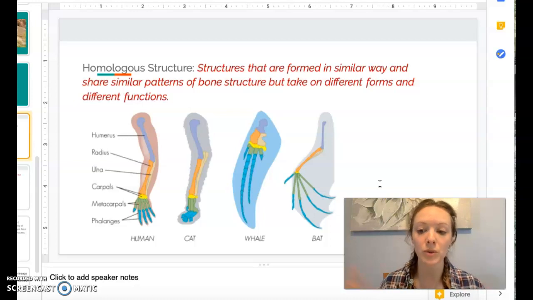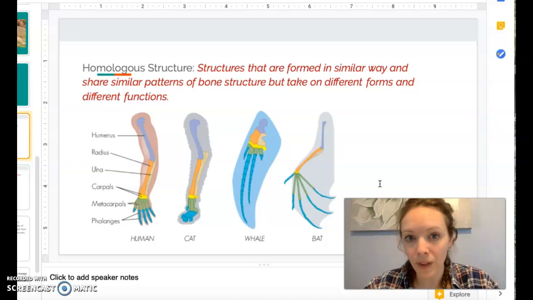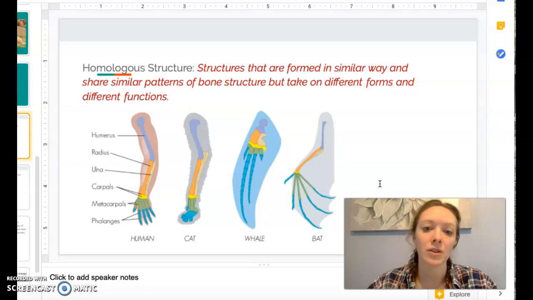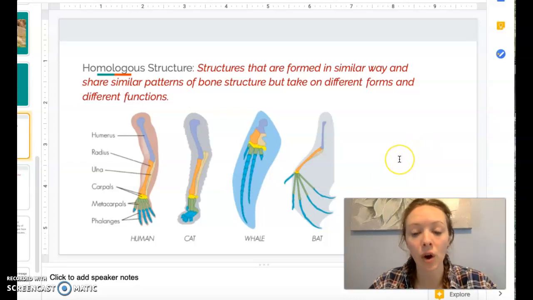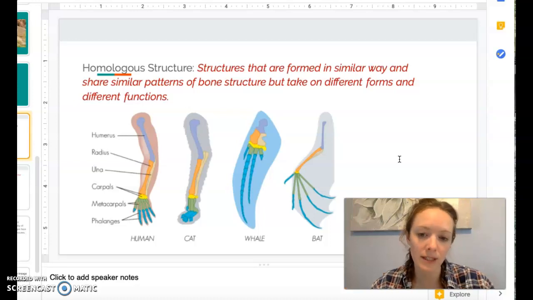So again, we know how we use our arms. We know how cats do, but then whales, they just use them to swim. Bats actually can use it to fly. So we all have similar bone structure, but we fit our environment and our bones change to better fit our needs. So that is homologous structure. So we all have similar bones, but we have different forms and different functions. And again, think about that. If you think you're seeing similar bones, do you think they're more related?